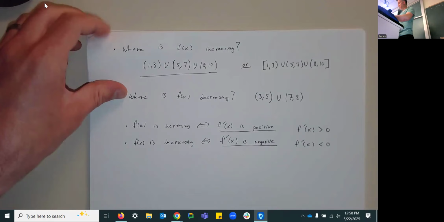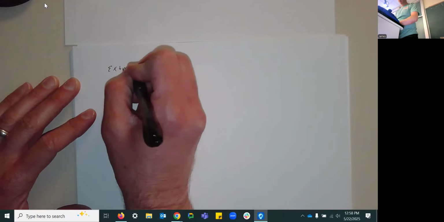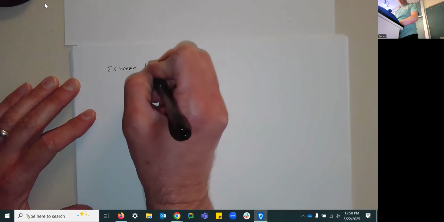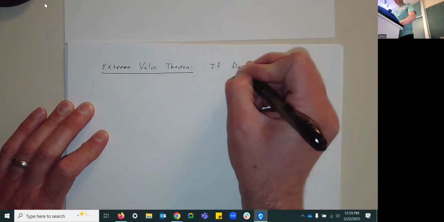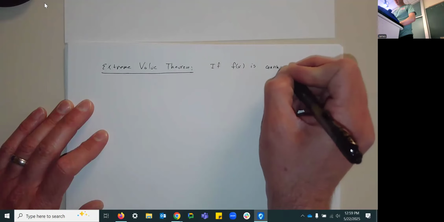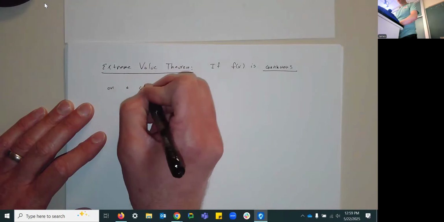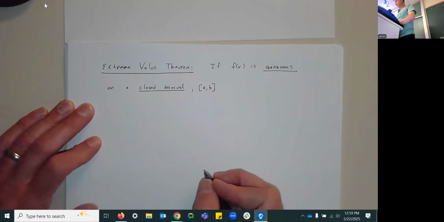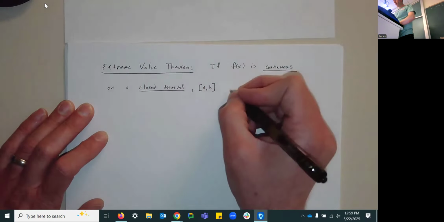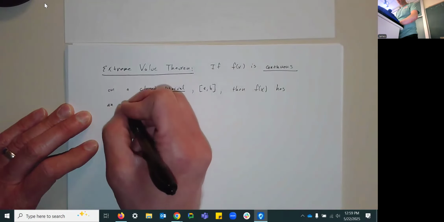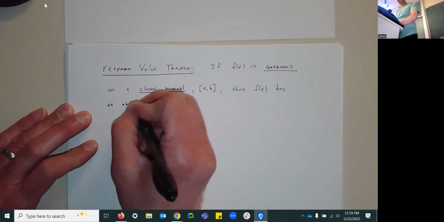So let's go ahead and, as we're moving on here, look at this important theorem, the extreme value theorem. So here's what it says, and we'll draw some pictures to kind of convince ourselves of this. If f of x is continuous on a closed interval, so something like bracket a comma b with a bracket, then our function f of x has an absolute maximum. You can actually have more than one. You can have multiple absolute maxima, and an absolute minimum.